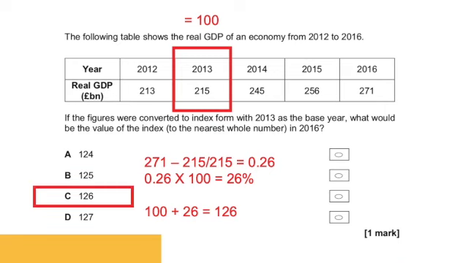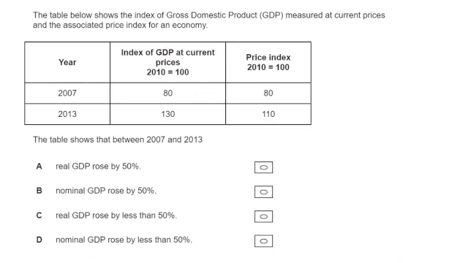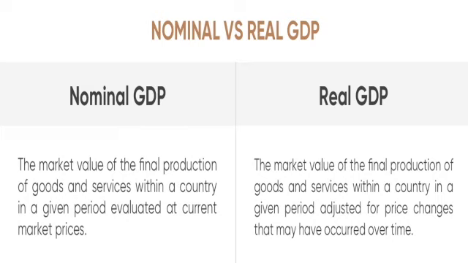Right, the next one is red, and the reason why it's red is because we've got a new component now. We've not only got the index of GDP at current prices, but we've also got a price index, which makes it more challenging. Pretty much what we're looking at is nominal versus real GDP. Your nominal GDP is the market value of the final production of goods and services within a country in a given period evaluated at current market prices. However, real GDP is the market value of the final production of goods and services within a country in a given period adjusted for price changes that may have occurred over time.